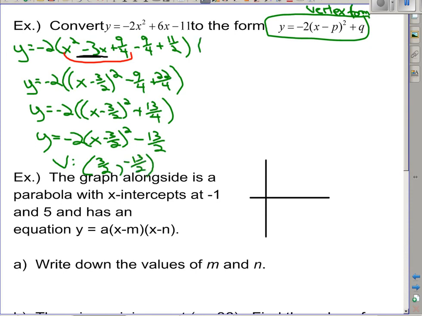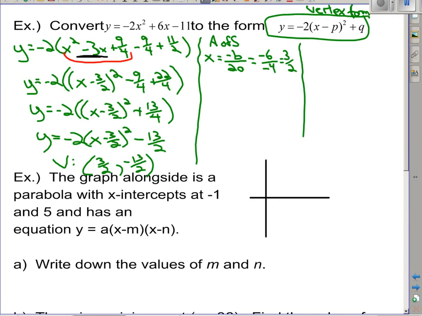Okay, that's one way of doing that, completing the square. Alternately, you could find the axis of symmetry, which is going to be x equals negative b over 2a, which for us would be negative 6 over 2 times negative 2, or negative 4, gives us 3 over 2. So right here we found the x-coordinate of the vertex.